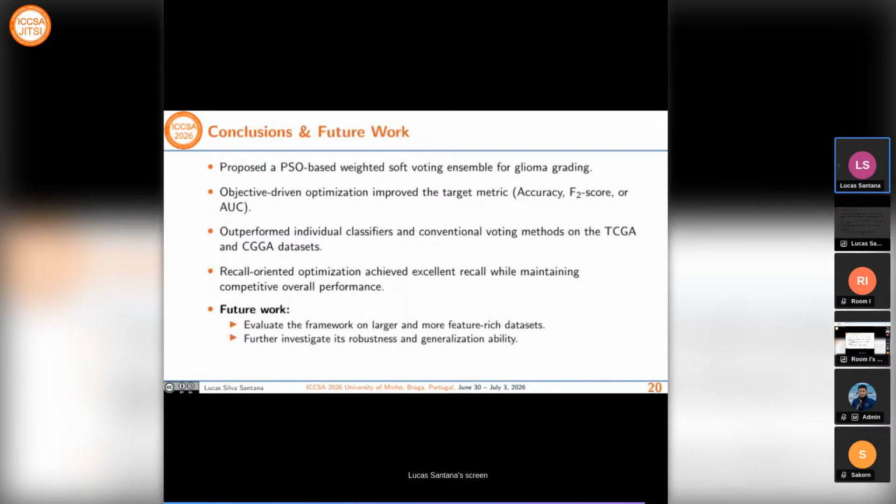So to conclude, we propose a PSO-based weighted soft vote ensemble for glioma grade prediction using clinical and molecular data. And our results show that optimizing the ensemble for different objectives such as accuracy, F2 score, and AUC improves the corresponding evaluation metric. And overall, the proposed method outperformed individual classifiers and conventional voting strategies on both datasets. And in particular, optimizing for F2 score achieved excellent recall while maintaining competitive overall performance. For future work, we plan to evaluate the proposed framework on larger and more feature-rich datasets and further investigate its robustness and generalization ability.